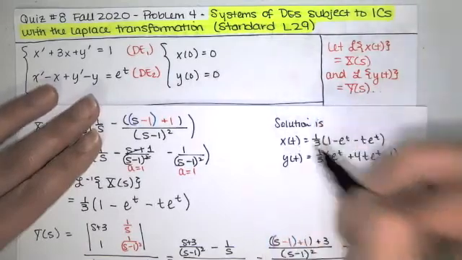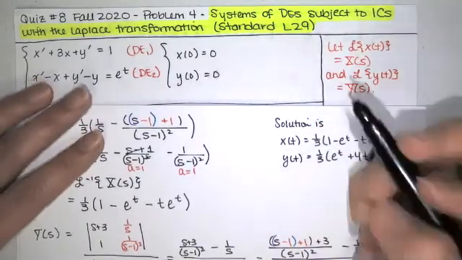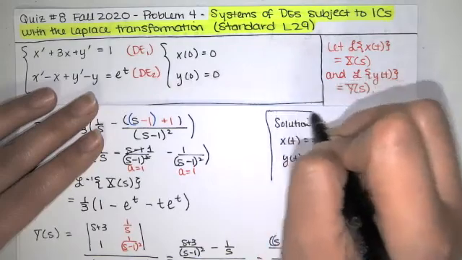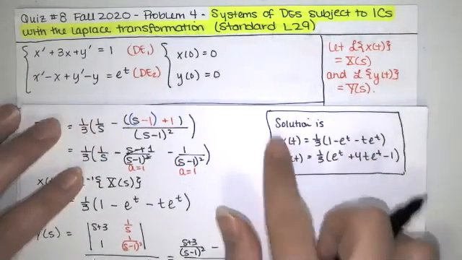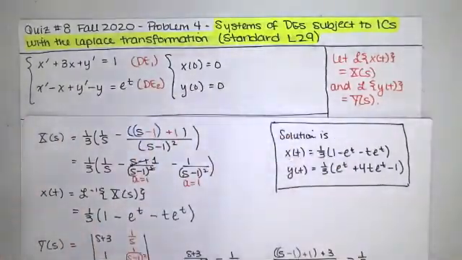And I guess you could think of that as an ordered pair. You could think of those as components in some vector valued function. You can think of it in a lot of ways. I like to think of it as two functions that together satisfy these differential equations and these initial conditions.